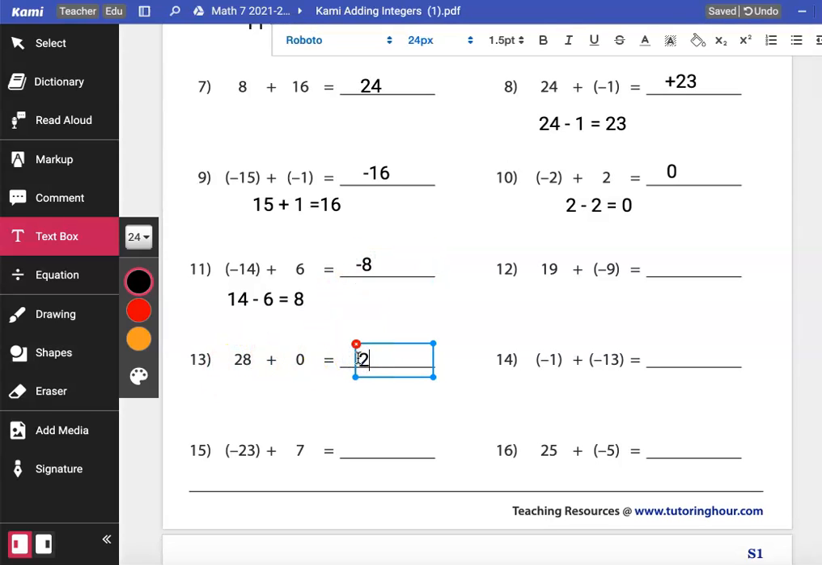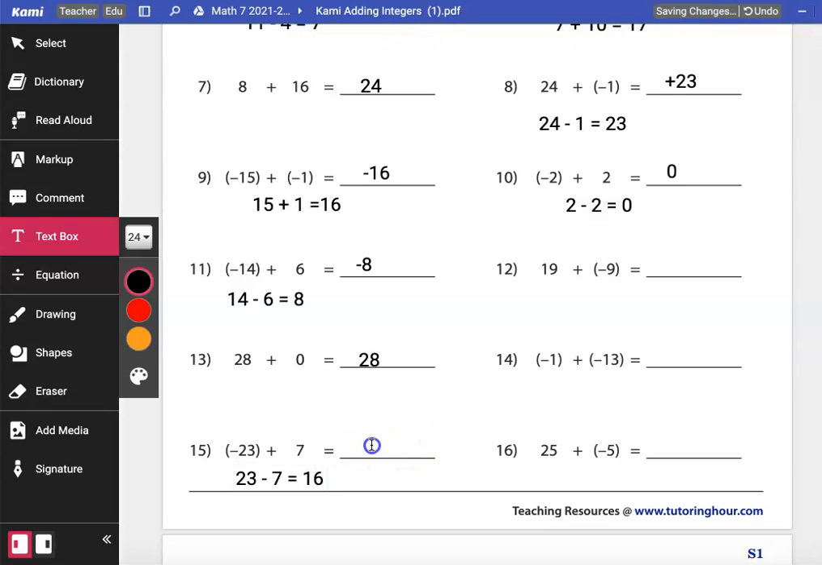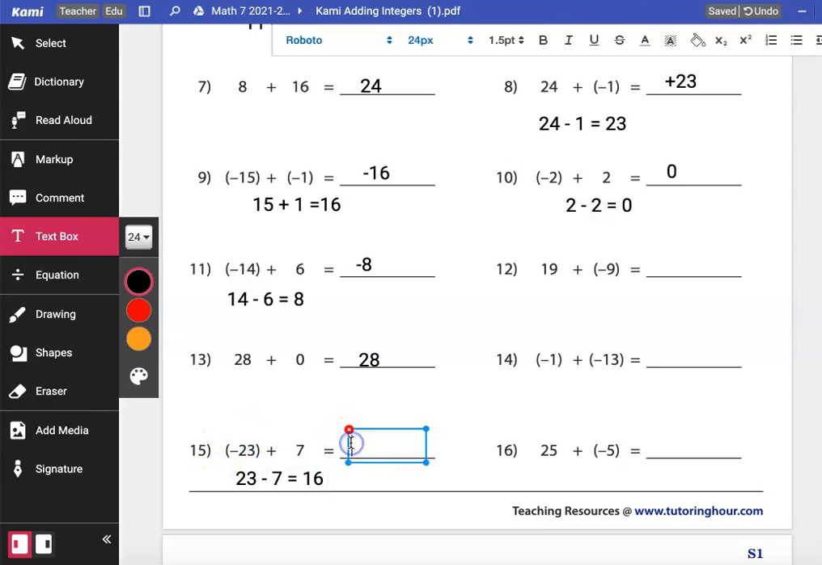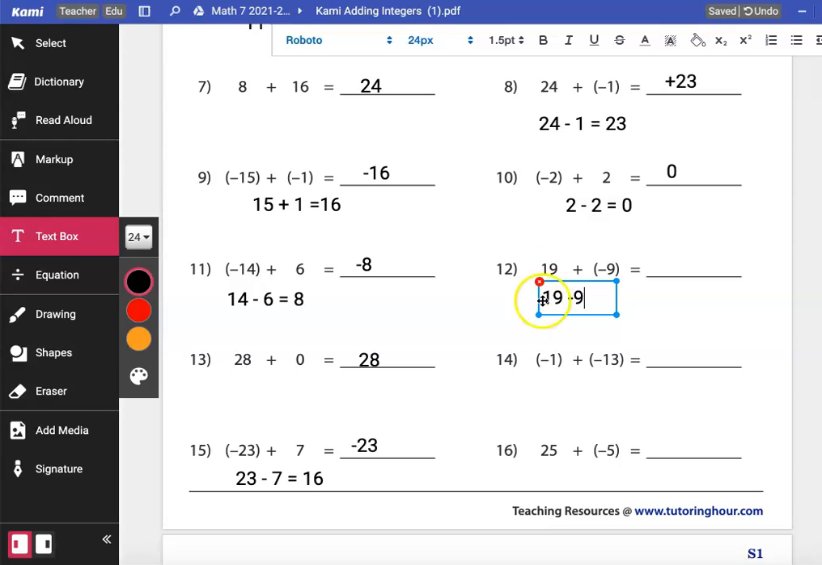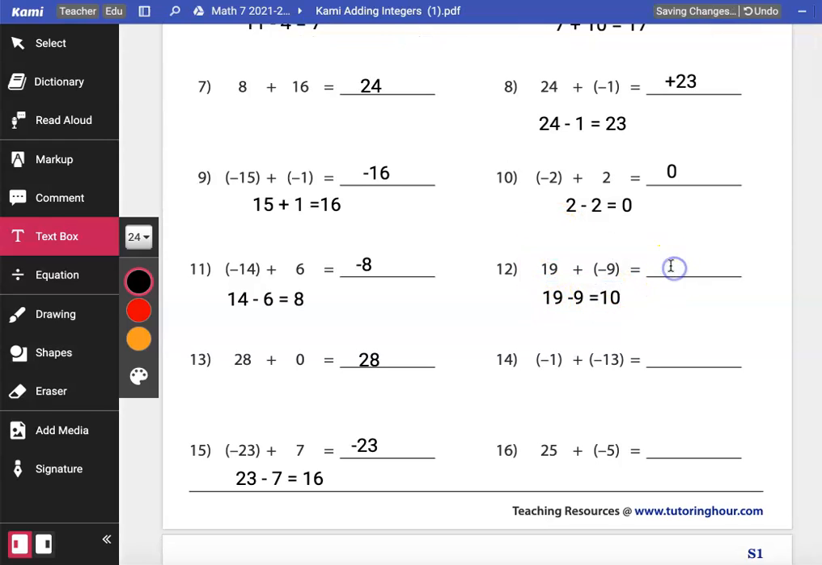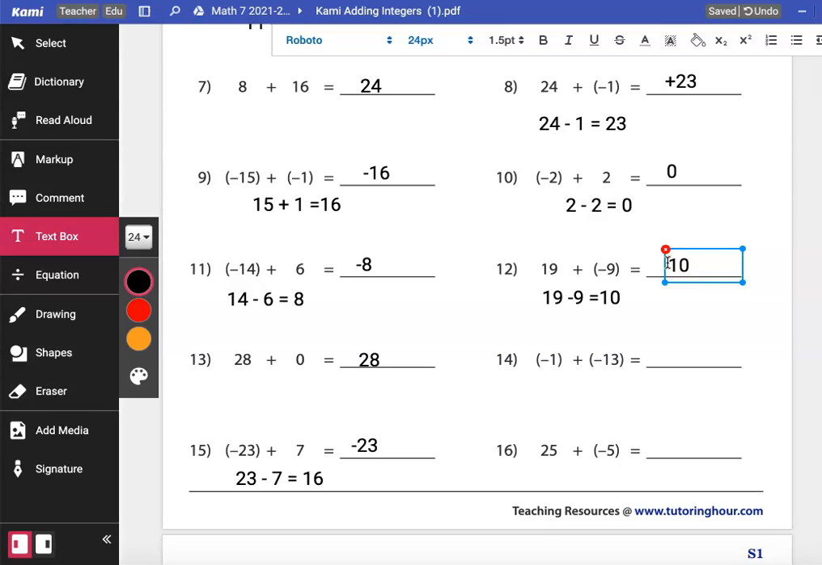28 plus 0 is definitely 28. Negative 23 plus a positive 7. So we got a negative and a positive. So we're going to subtract 23 minus 7. That equals 16. And since 23 is bigger, it's negative 16. 19 minus 9, right? Positive plus a negative. So that's 10. And it's positive 10 since 19 is the bigger number.